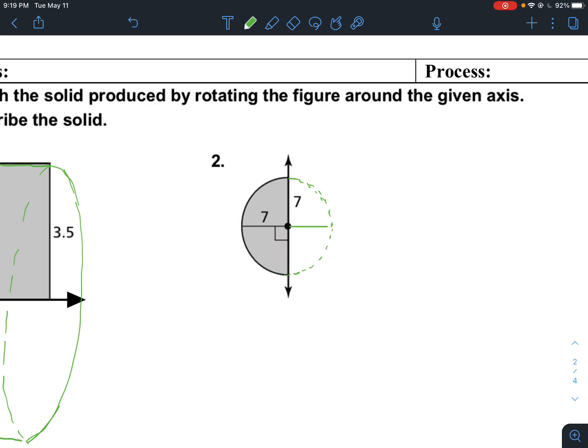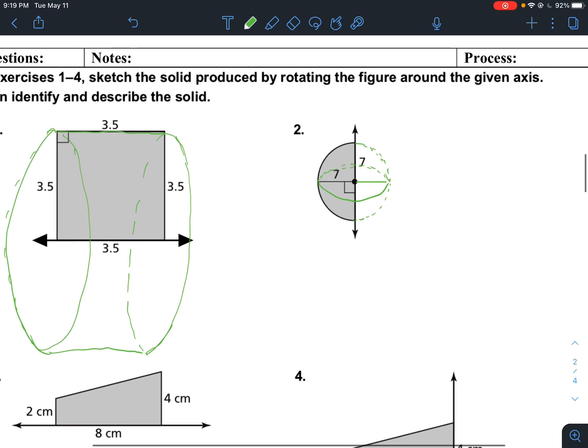But yeah, it's kind of difficult. It's kind of hard to draw a sphere on a 2D image, right? Hopefully that gives you a good idea of what it would look like. Okay, so we obtain a sphere like that.